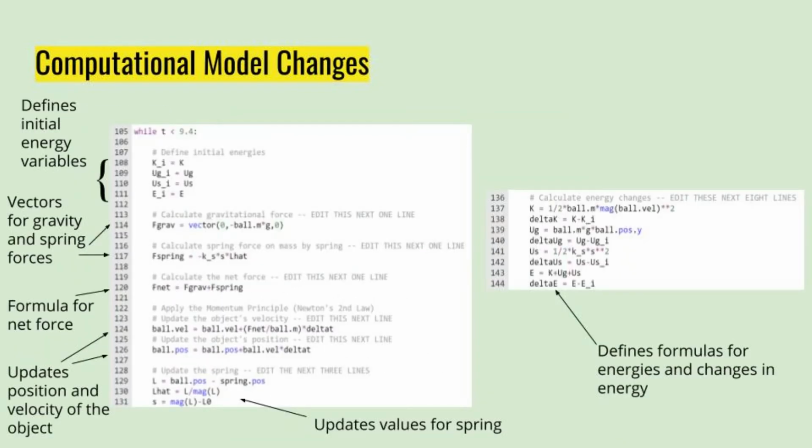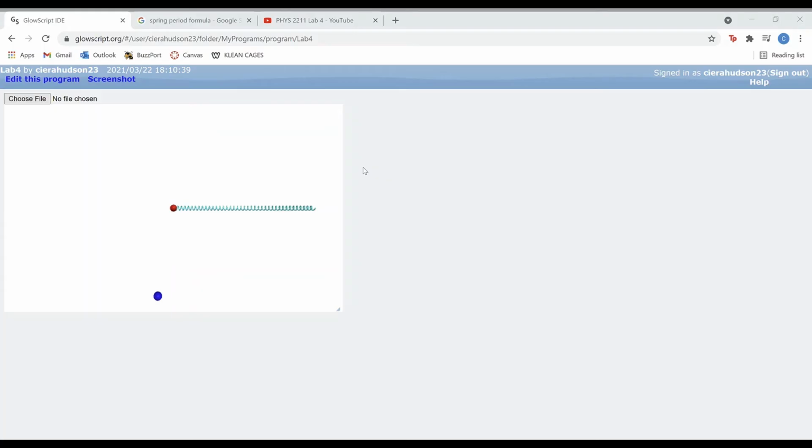Next, the initial states for the energies at each time step were defined in lines 108 through 111. The formulas for the gravitational, spring potential, and net force were included to calculate the initial values of each. Then, using the momentum principle, the force, then velocity, and therefore position can be updated for each time step.